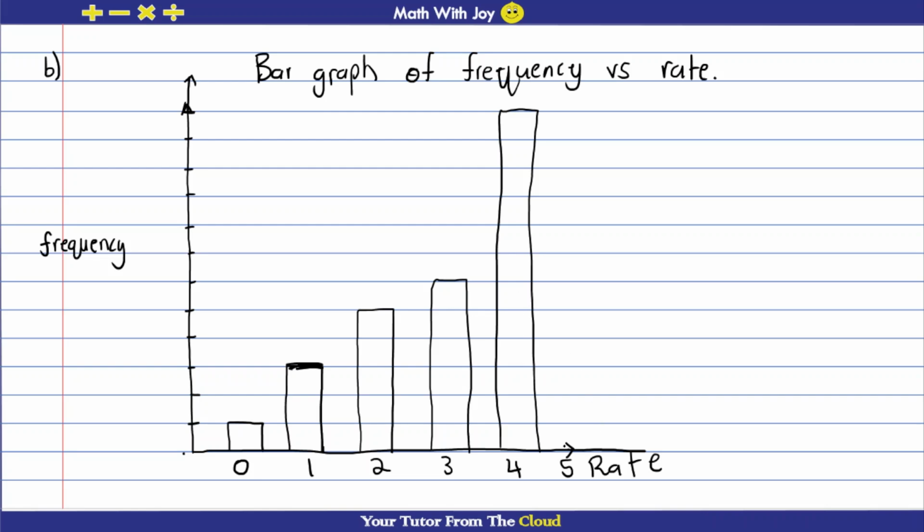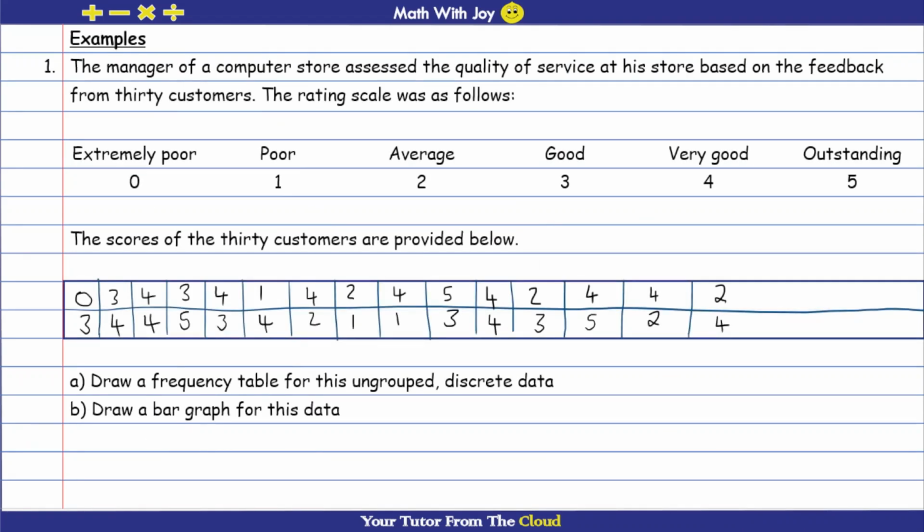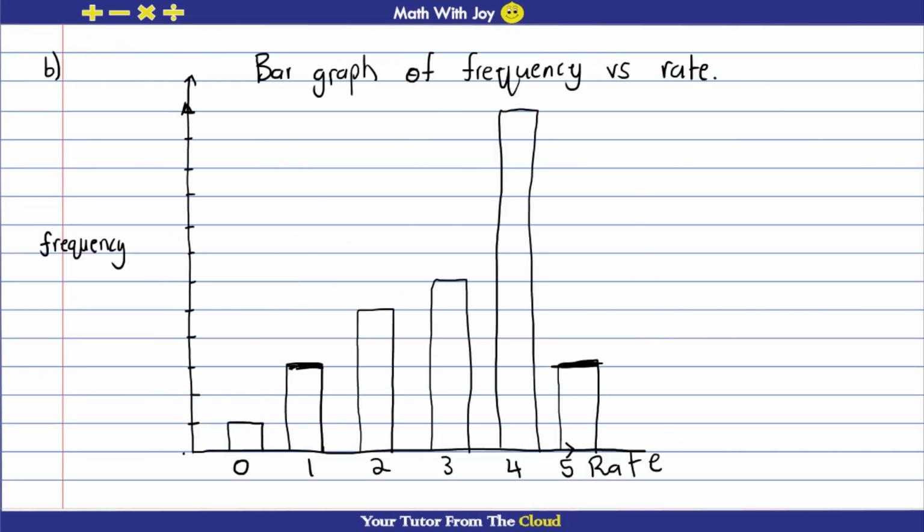And then 3 people rated outstanding. Alright. So just make sure you have it there. And that's how you draw a bar graph. And that will be it for the first question, or for the first example.